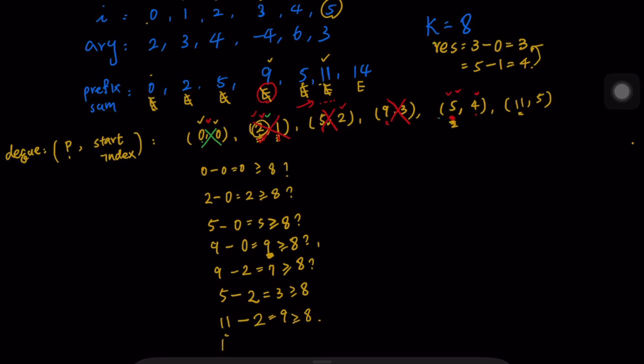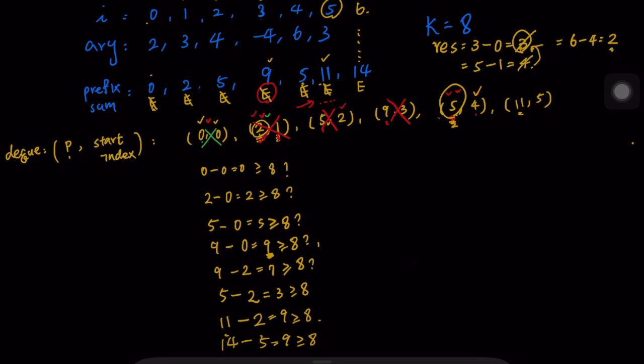So let's check. 14 minus the start value 5 is 9, so it is bigger than the 8. So that is another potential solution. Let me write it here. The index of 14 is 6, and the index of our start index is 4. So that is 2. And 2 is smaller than the 3. So now our answer is 2.